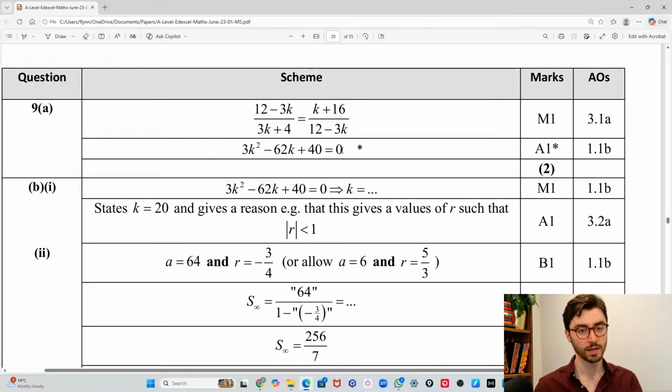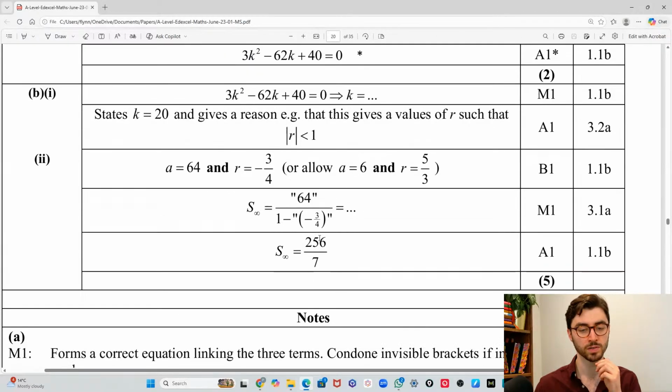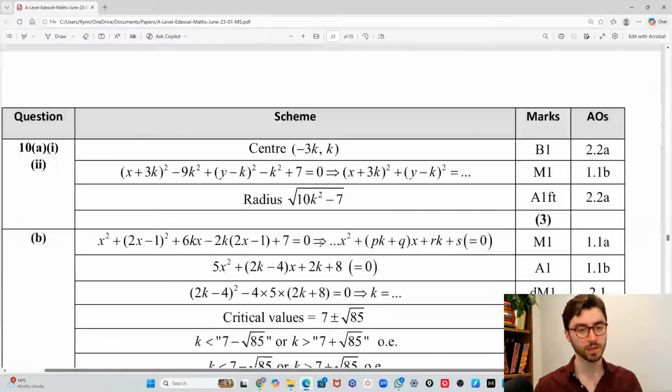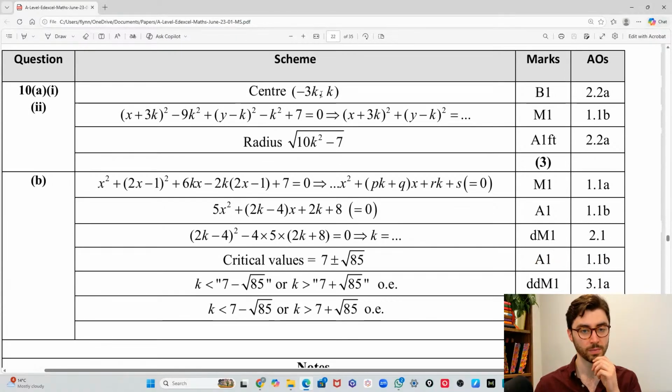This was a show that. And 256 over 7, good. K equals 20, good, because you got minus 3/4. Great. That was correct. Let's do this while my memory is still fresh. Radius is that, center is that. That was correct. I hated this, but I did get it right.